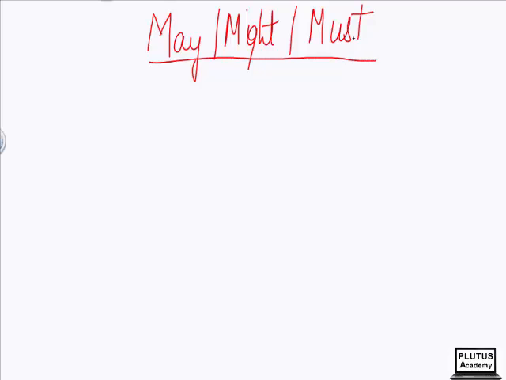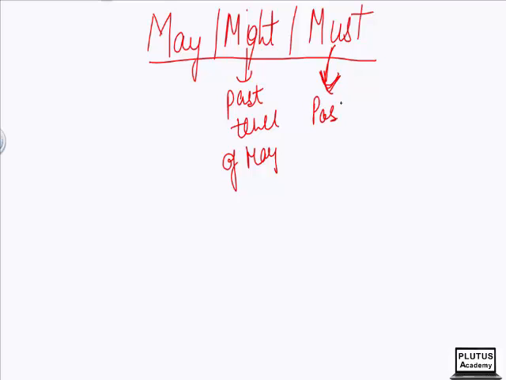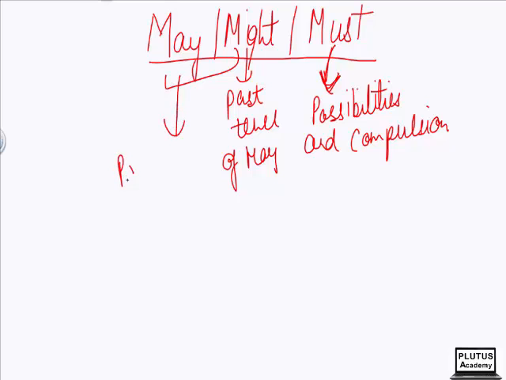Now we'll learn about may, might, and must. So might is the past tense of may. Must is used to show possibilities and compulsions, the things that are compulsory for us. May and might both are used to show possibility. But might is used in past tense and may is used in present tense.